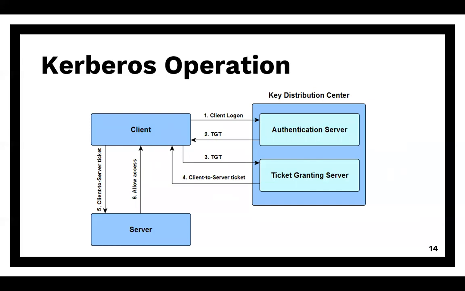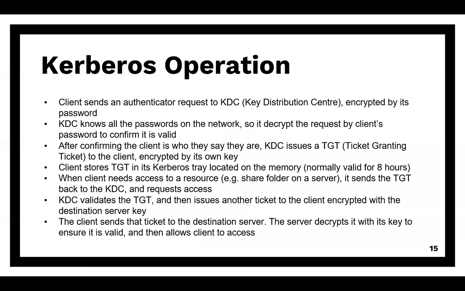Next step is when client wants to basically get access to the server. So when client needs to access a resource like that server that we have on the picture, it sends the TGT back to KDC. So it's already authenticated, and KDC knows that the client is who they claim they are. KDC validates the ticket and then issues another client to server ticket encrypted with the destination server key.